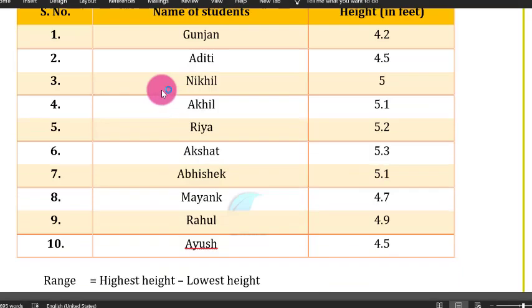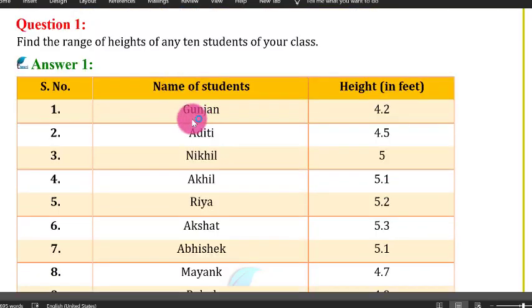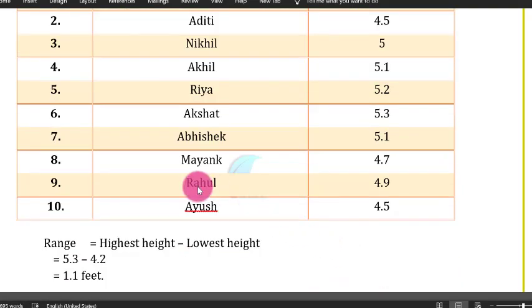So I'll take a few names. Gunjan 4.2 feet, so height is given in feet. Then Aditi 4.5 feet and Nikhil 5 feet, Akhil 5.1 feet, Riya 5.2 feet, Akshat 5.3 feet, Abhishek 5.1 feet, Mayank 4.7 feet, Rahul 4.9 feet and Ayush 4.5 feet.